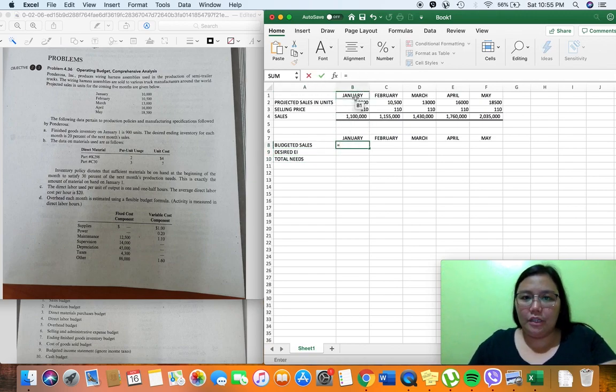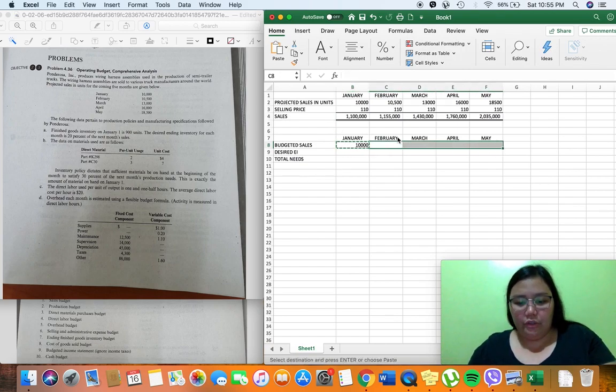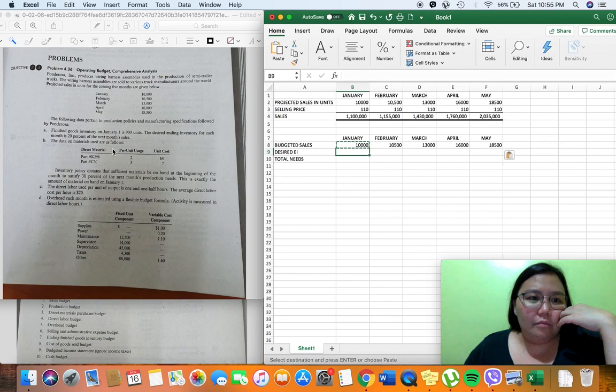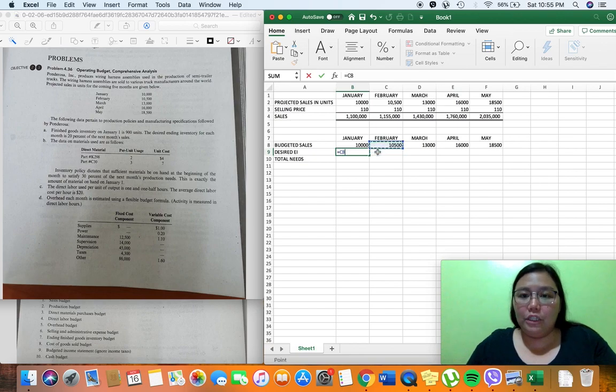So for the budgeted sales, we will just link this. We'll use the number of units, of course, and not the selling price or not the total sales. Okay, so we have the same for each month. And then, as per letter A, the finished goods on January 1 is 900 units and the desired ending inventory for each month is 20% of the next month's sales. So what we'll do here is we'll simply multiply the February's sales in units by 0.2. So we have our desired ending inventory for January, which is 2,100 units.